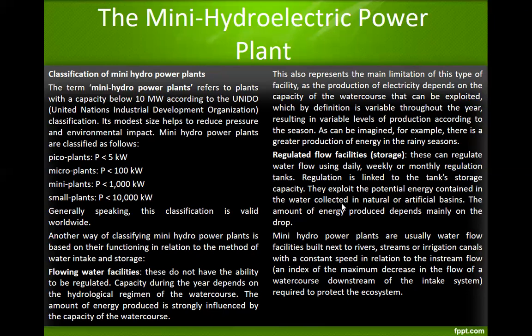They exploit the potential energy contained in the water collected in natural or artificial basin. The amount of energy produced depends mainly on the drop. Next, mini hydropower plants are usually water flow facilities built next to rivers, streams, or irrigation canals with a constant speed in relation to the in-stream flow, as an index of maximum decrease in the flow of our water course downstream from the intake system that's required to protect the ecosystem.